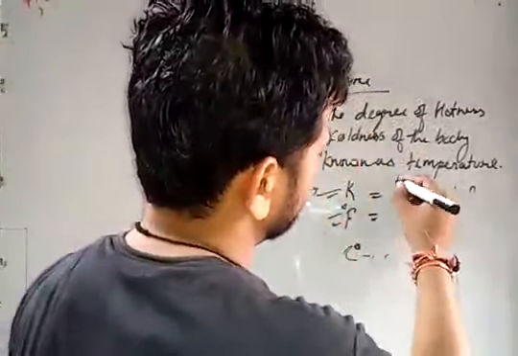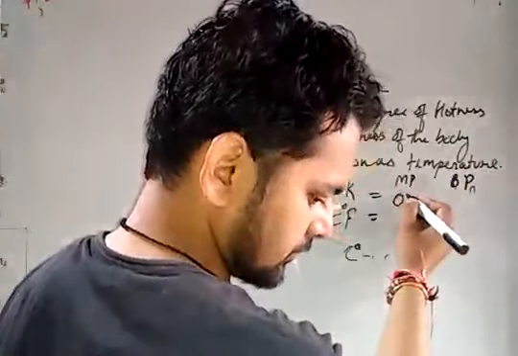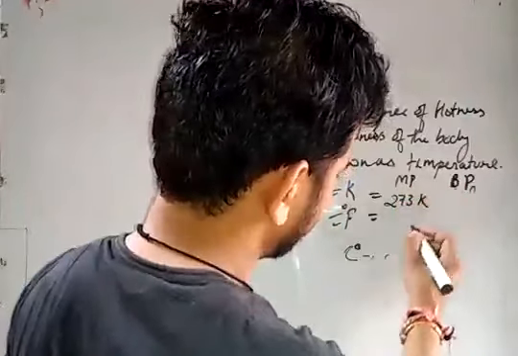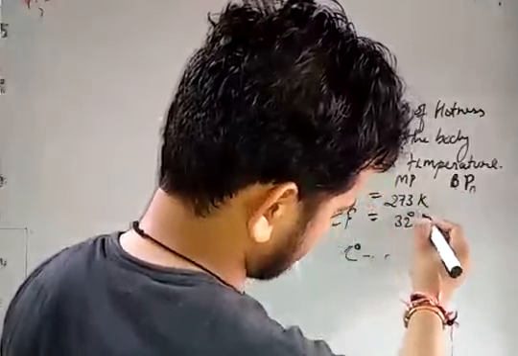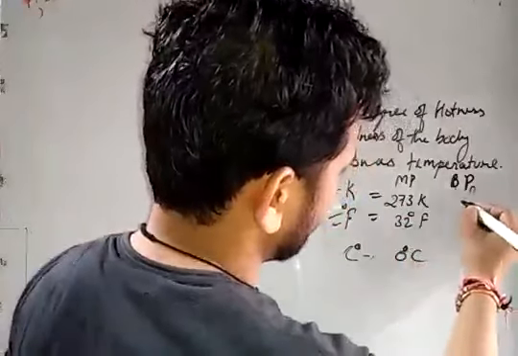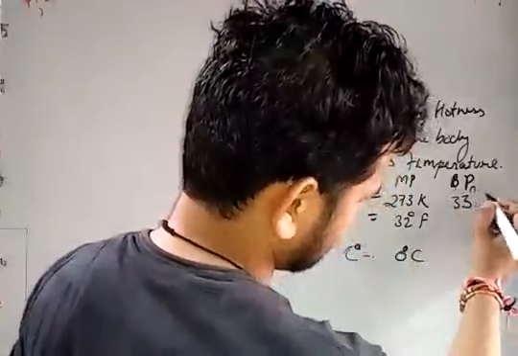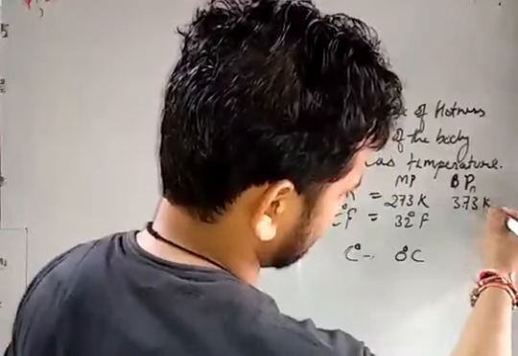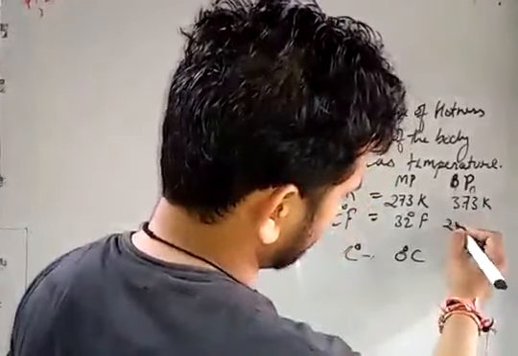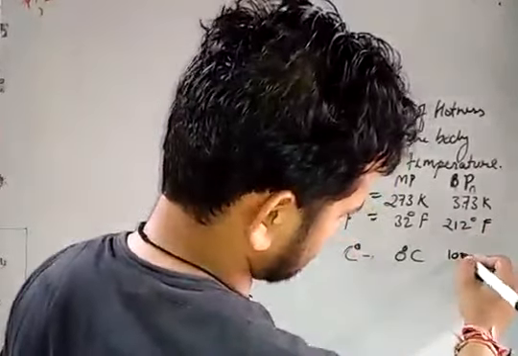the melting point and boiling point. The melting point is 273 Kelvin, 32 degrees Fahrenheit, and 0 degree Celsius. And the boiling point is 373 Kelvin, 212 degrees Fahrenheit, or 100 degrees Celsius.